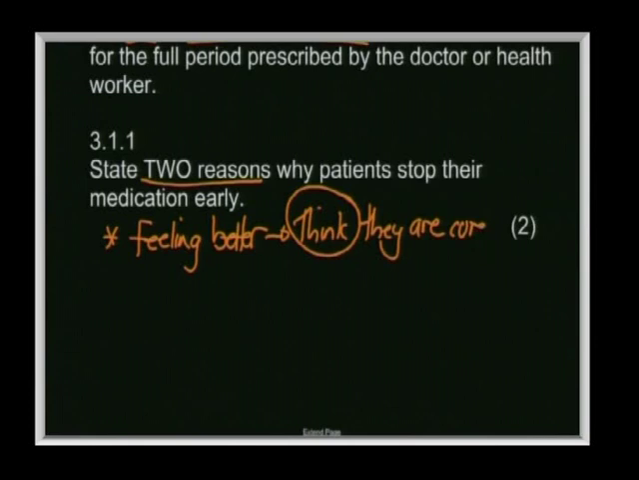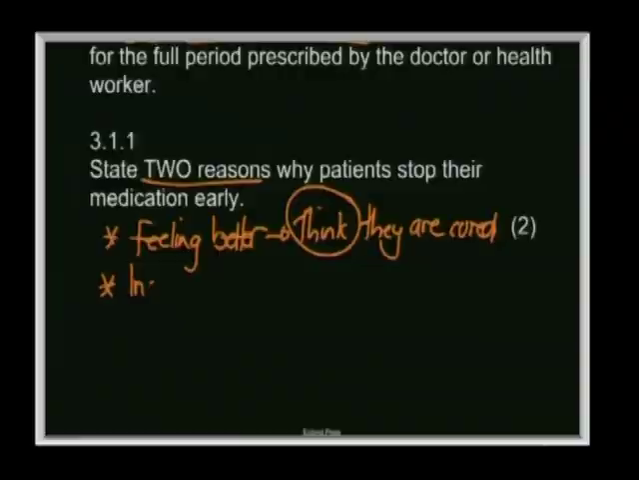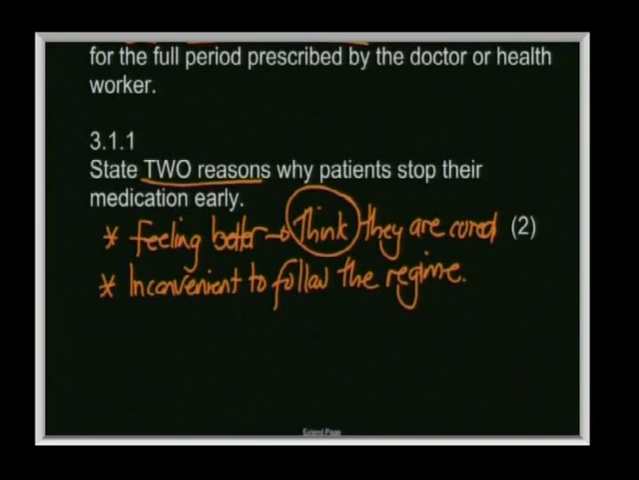But secondly, remember that it's not just one kind of antibiotic. It's a regime. There are a number of antibiotics that have to be taken at certain times every single day for 6 months. So it becomes a hassle. It is inconvenient, which is a better way of phrasing it, to follow the regime. And for each one, you will get 1 mark, giving you your total of 2.